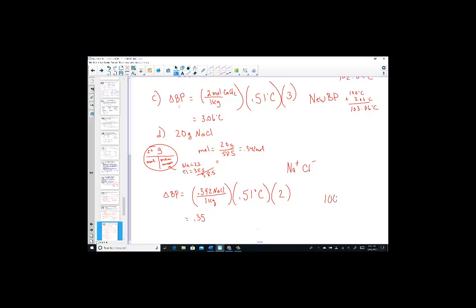So water normally boils at 100. It's now going to elevate by 0.35 degrees. So the new boiling point is 100.35 degrees Celsius. Just a slight elevation in that last one.